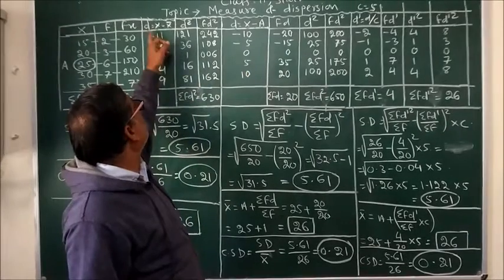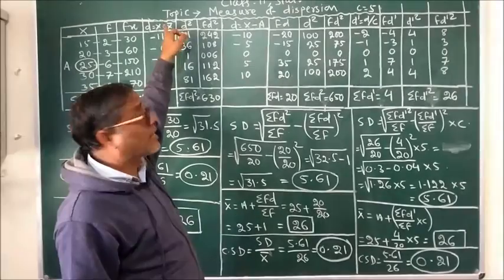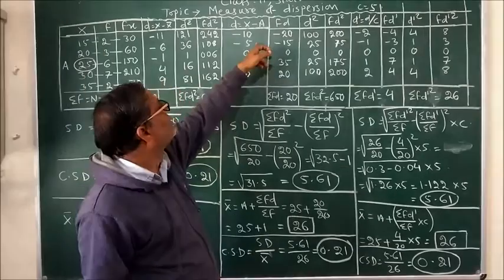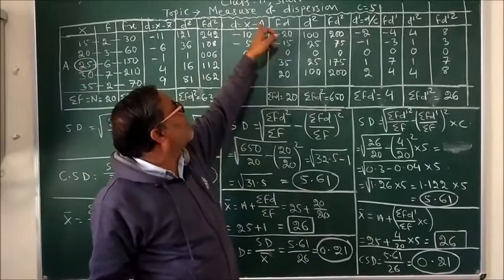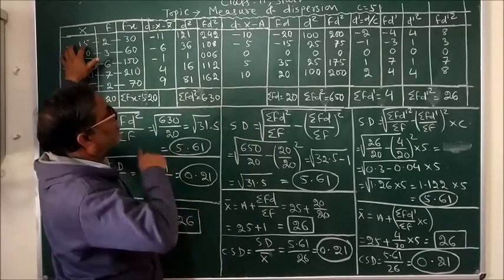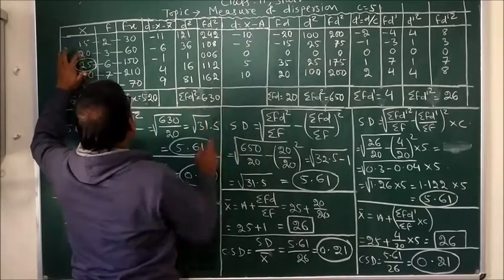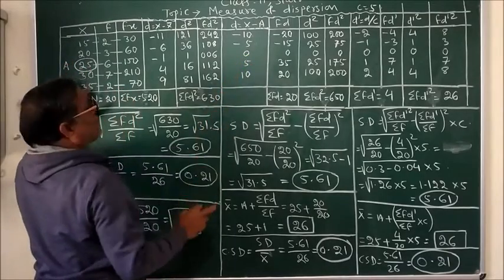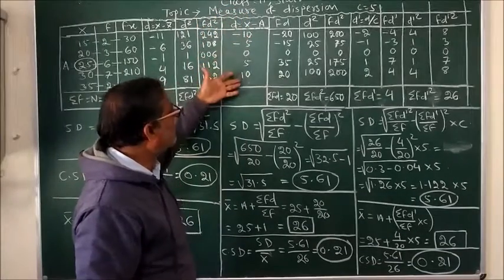And remember, we cannot take this D column because here we have calculated D from the actual mean, but here we have to calculate D from the assumed mean. And the mean we have assumed is 25. Hence A is 25, and we need to find the difference. 15 minus 25 equal to minus 10. 20 minus 25 equal to minus 5. 25 minus 25 equal to 0. 30 minus 25 equal to plus 5. And 35 minus 25 equal to plus 10. In this way, from the assumed mean, we found the D column.